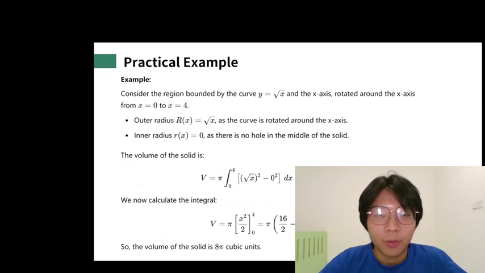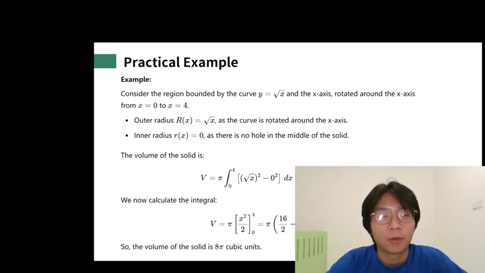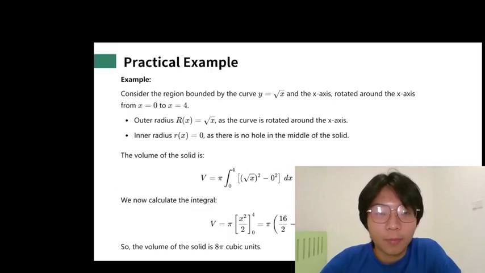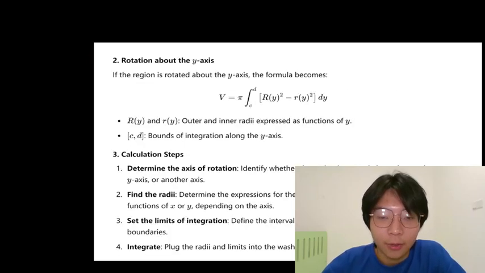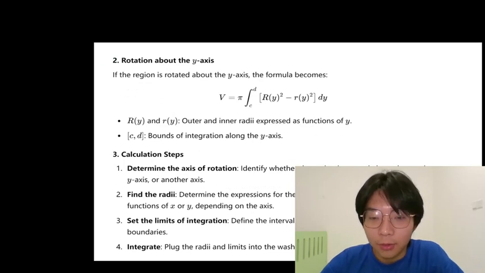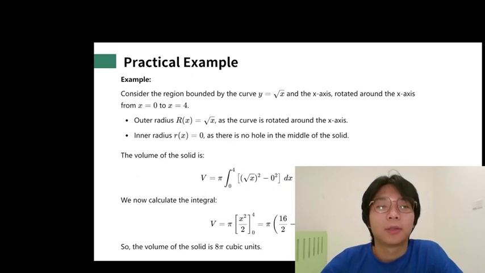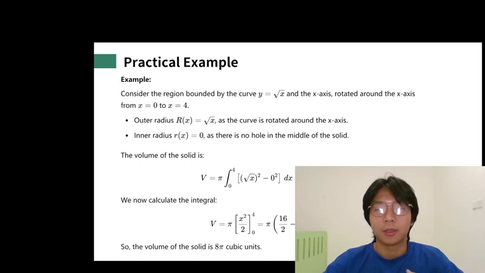Let's consider the region bounded by the curve y equals square root of x and the x-axis, rotated around the x-axis from x equals 0 to x equals 4. Let's first determine the axis of rotation, which is the x-axis, and find the outer radius and the inner radius. The outer radius is the square root of x, the curve rotated around the x-axis. The inner radius is zero, since there is no hole in the middle of the solid.